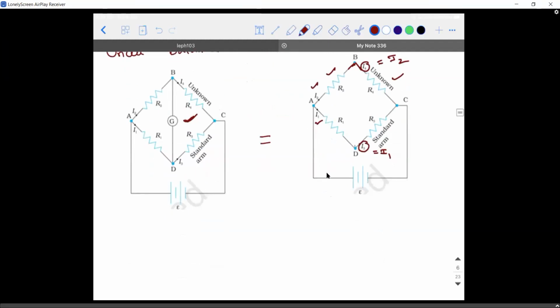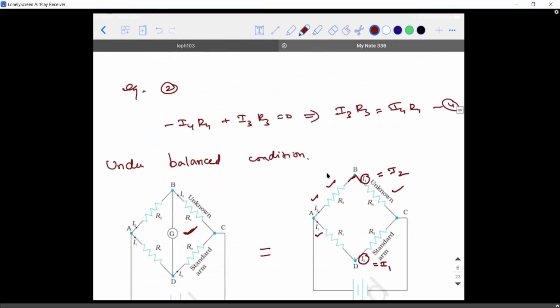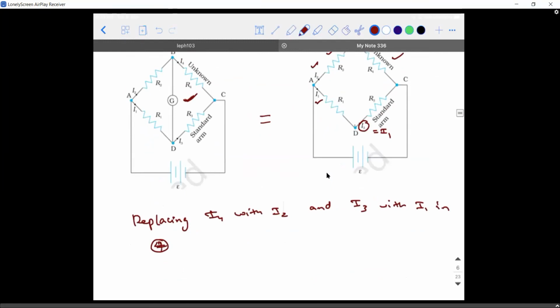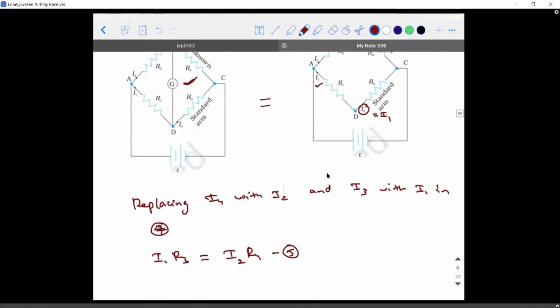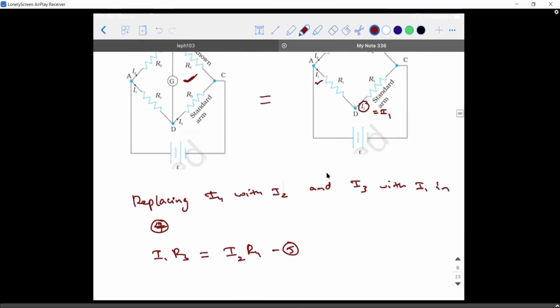So replacing I4 with I2 and I3 with I1 in equation number 4, we get I1 into R3 is equal to I2 into R4. Let this be 5. I'm giving you 15 seconds. Just go through and let me know if there is any doubt.